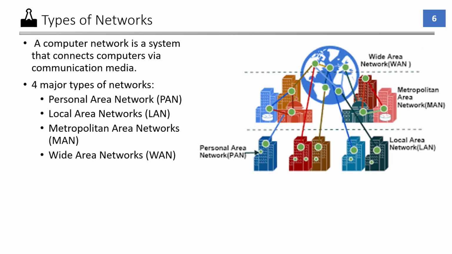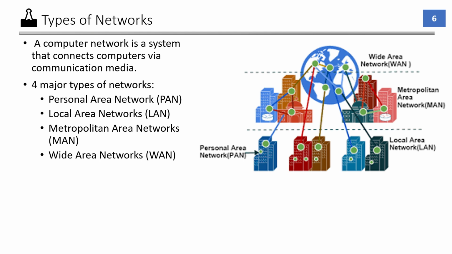A computer network is a system that connects computers and other devices so they can communicate and share data using communication media. There are four main types of networks based on their size and coverage area. A personal area network, PAN, is the smallest type. It connects devices around one person, such as a smartphone connected to a laptop or smartwatch using Bluetooth. A local area network, LAN, covers a small area, such as a home, office, or school. Devices within the same building are connected to share files, printers, and internet access.